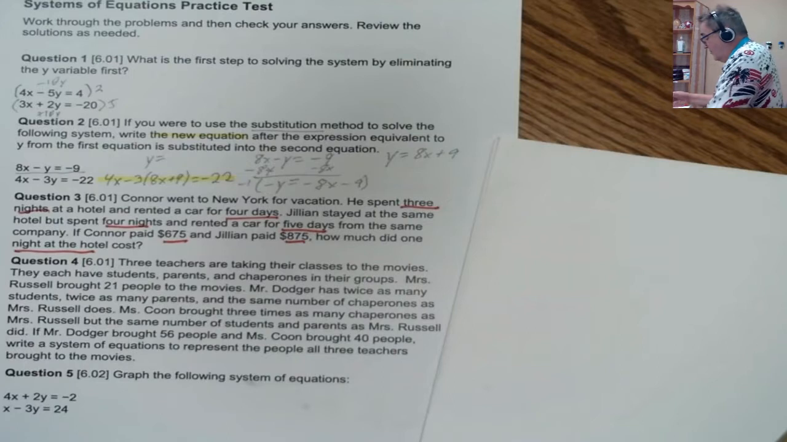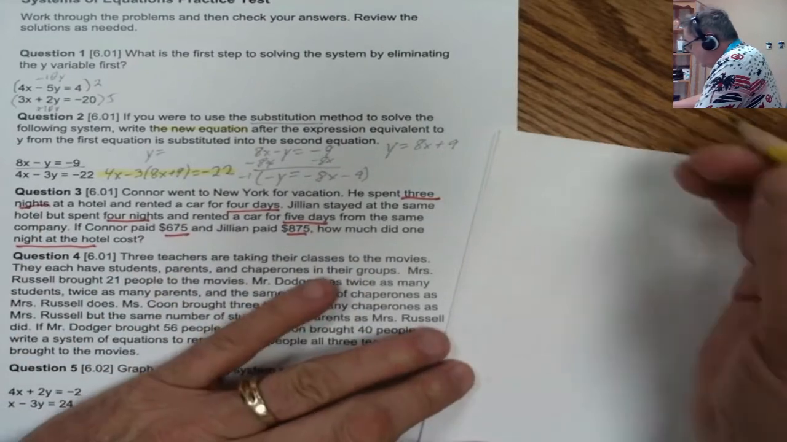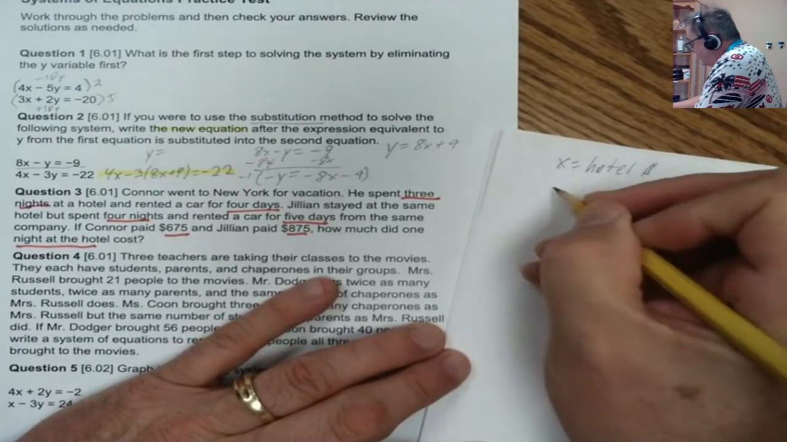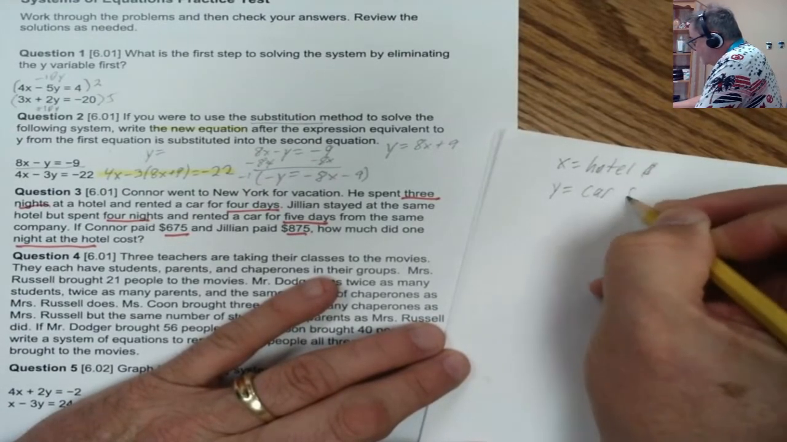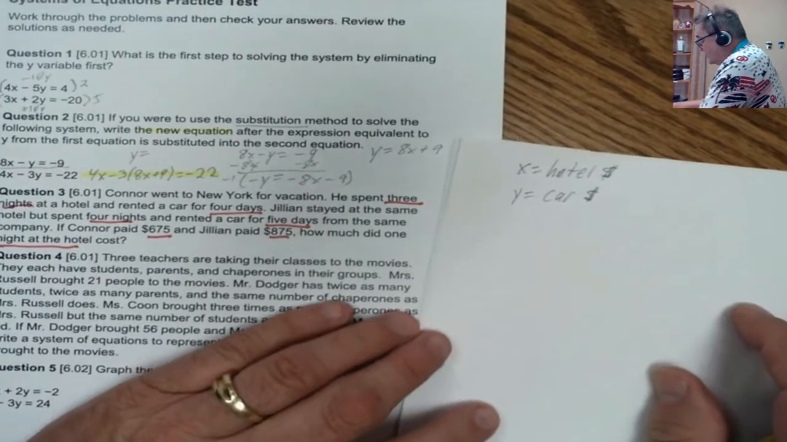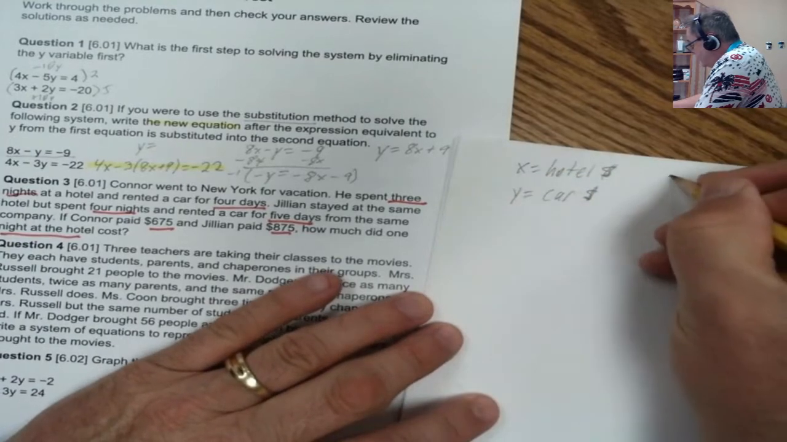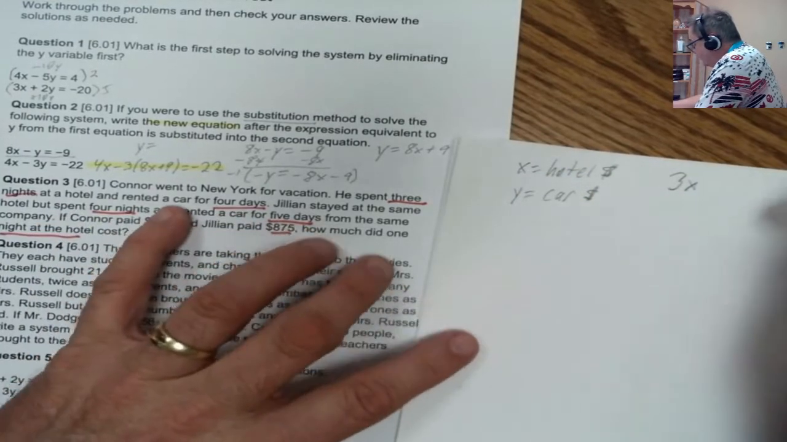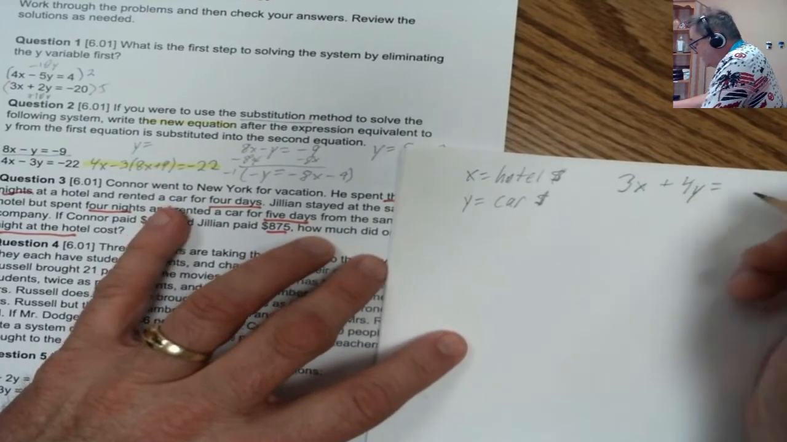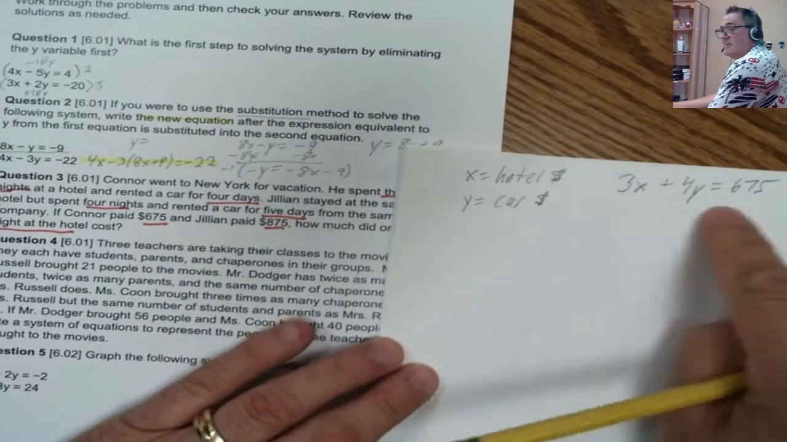So we have nights at the hotel and we have renting a car for a day. We're going to let x equal the hotel cost and y equal the car rental cost. Those are our 2 different variables, and we need to figure out our equations. Connor spent 3 nights, that's 3 hotel nights, so 3x, and rented a car for 4 days, so plus 4y. And he spent $675. So there is the equation that represents Connor.